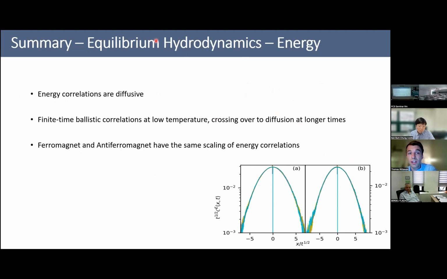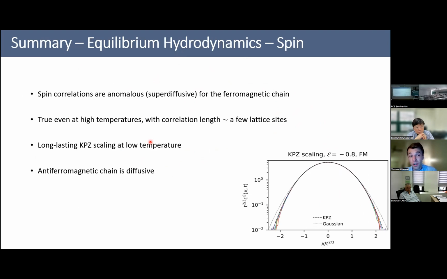So what we found is that the energy correlations are diffusive for both ferromagnets and antiferromagnets at all temperatures, with finite-time ballistic correlations at very low temperature. They emit sound waves or spin waves, and that's true for both models at all temperatures. In contrast, we found that the spin correlations for the ferromagnet are superdiffusive, at least for very long times at low temperature. And we found essentially as perfect KPZ scaling as we've ever seen in this regime, whereas the antiferromagnet chain is always purely diffusive.